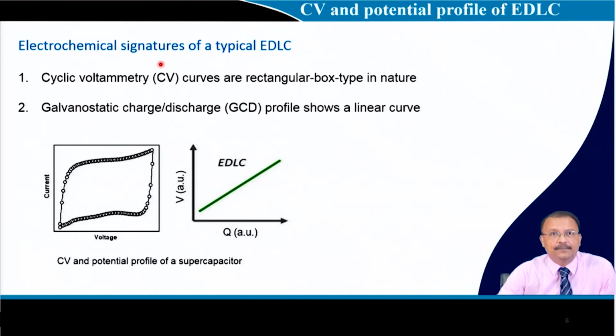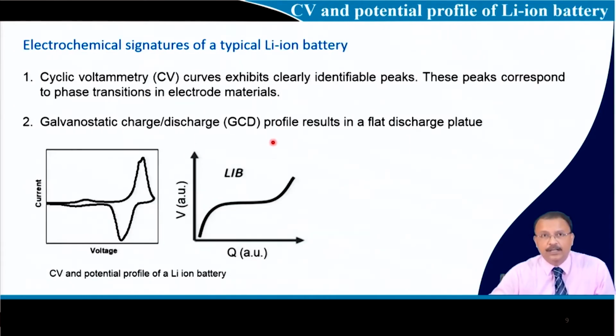So, if you have the EDLC type, by this time you are convinced that you will get an almost square, rectangular type of CV plot and a linear type of charge discharge plot. Now, if you go for the cyclic voltammetry of a typical lithium ion battery, you get a CV plot where distinct oxidation and reduction peaks are identifiable, and depending on the type of material you can get a plateau. You can have different types of shape. I think we have talked about it in detail in earlier lectures. So, this is the kind of pattern that you will be getting.